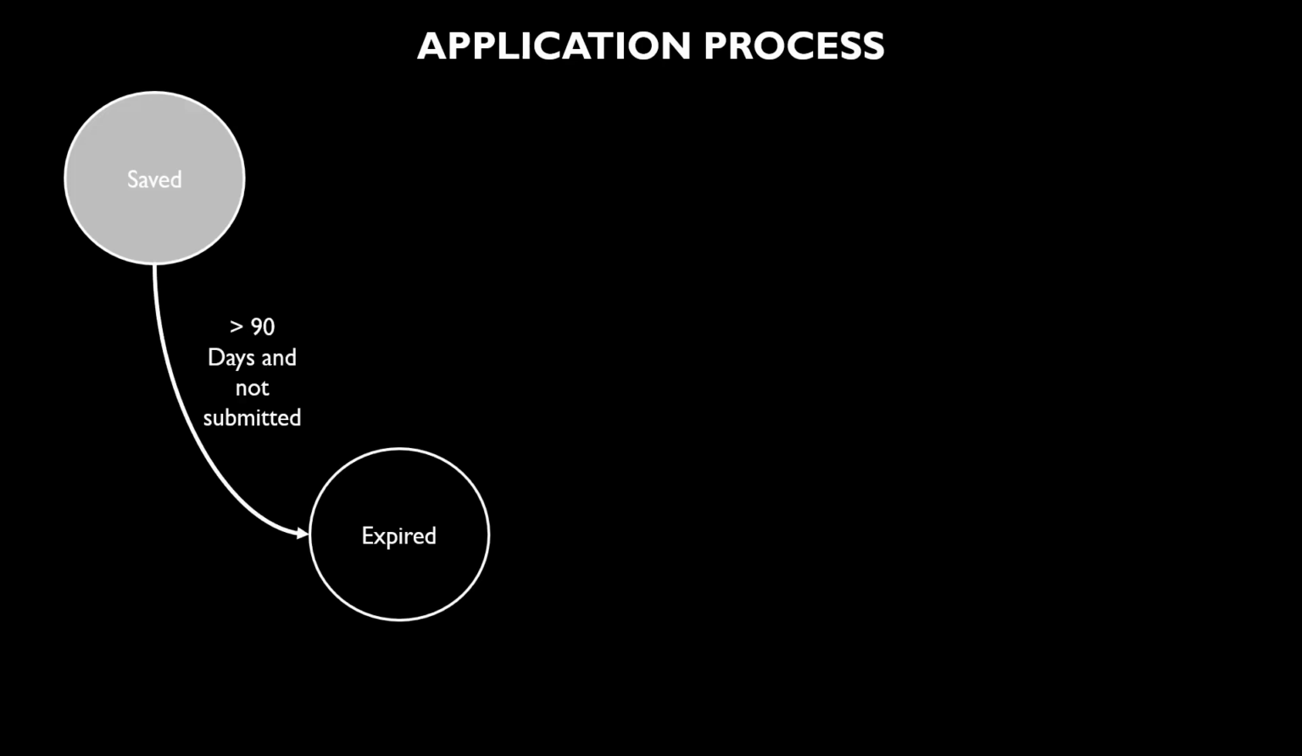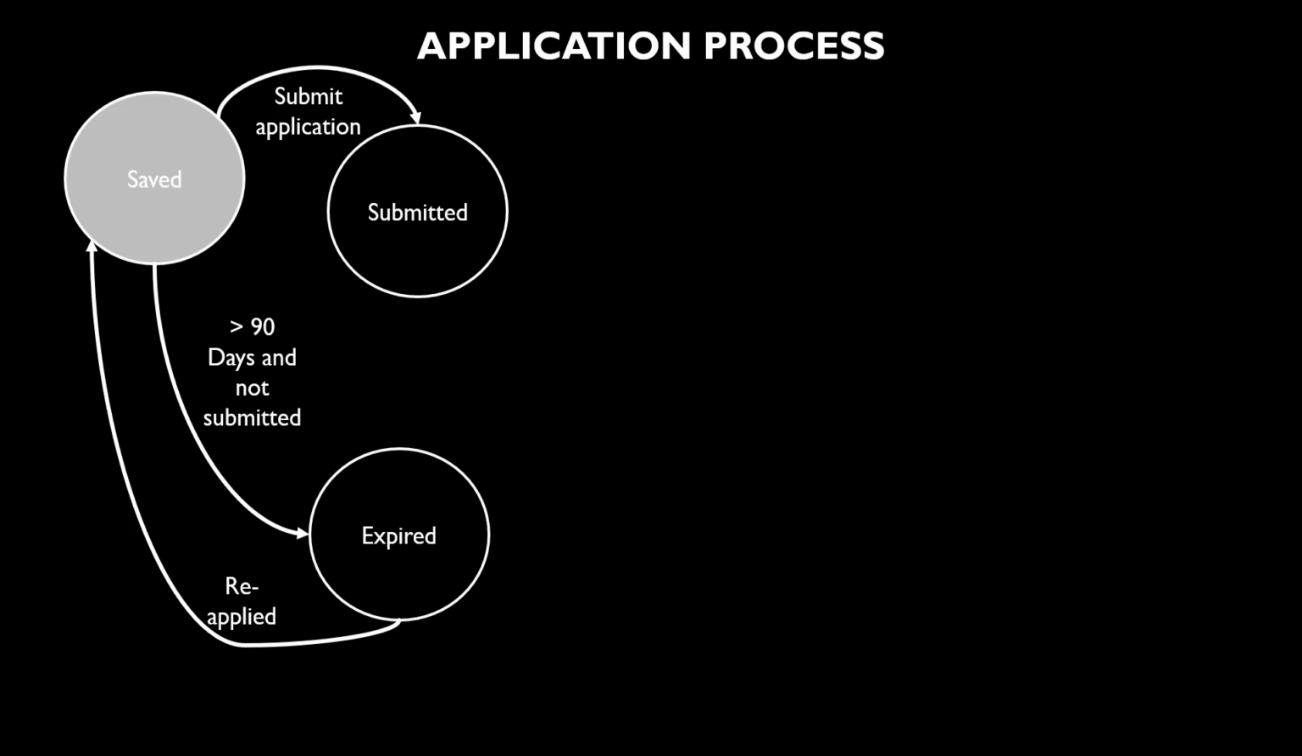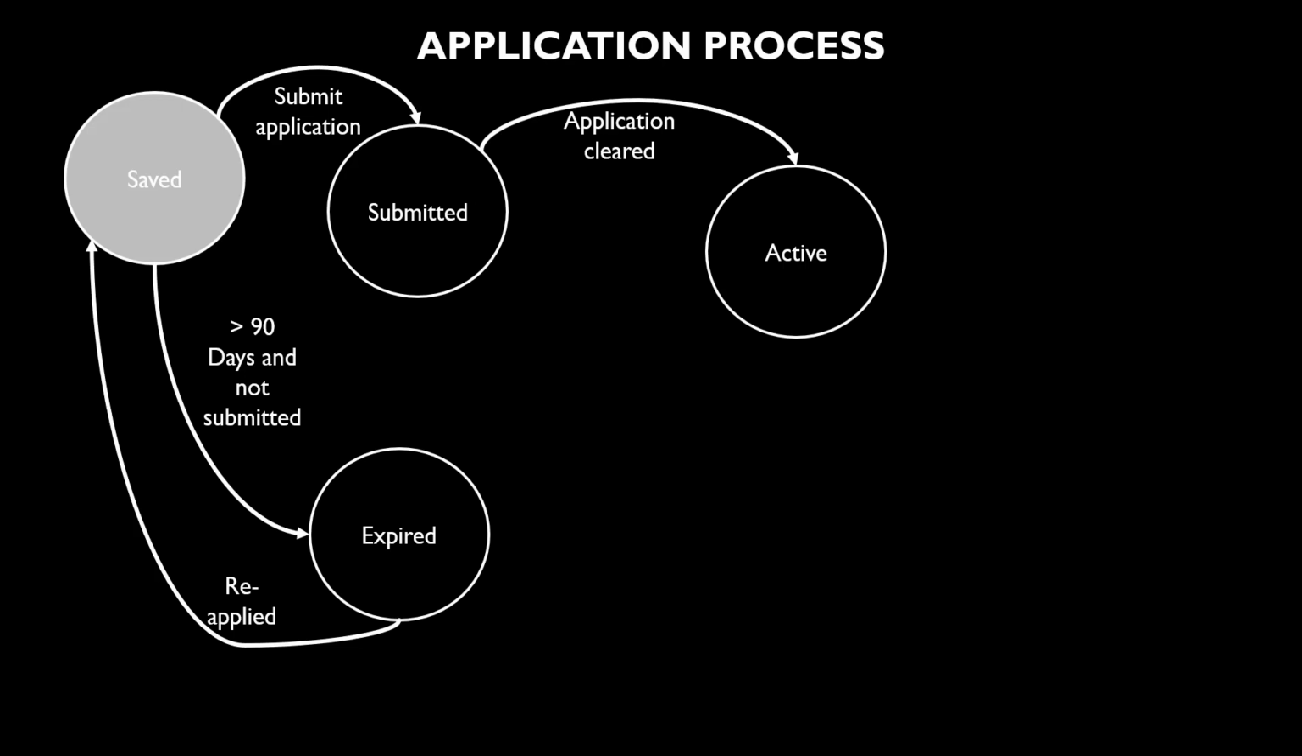Let's go over the application process and a general timeline of activities. When you create your application, you can save it, and you will have 90 days to submit it or the application expires. You can reapply or restart your application when you are ready. Once your application is submitted, you will receive a response within 5 calendar days on whether your application has been cleared or if you're being audited.